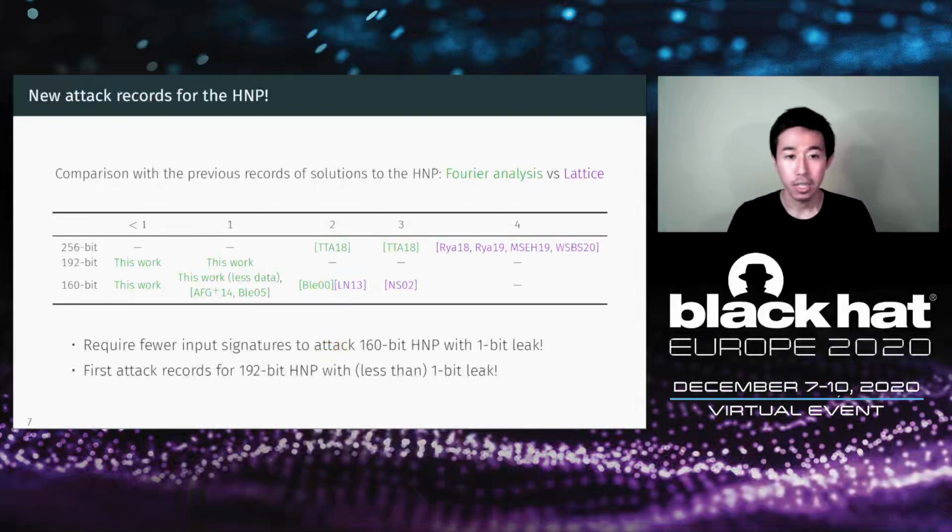As a result, we managed to set some new records of the solutions to the hidden number problem. Here's a comparison with the previous work. As you can see in this table, we essentially solved all these 4 cases. In the case of 160-bit HNP, compared to the previous method, our attack required fewer input signatures to complete the entire secret key recovery. Also, to the best of our knowledge, there have been no attack records against the 192-bit HNP. So here we set the 2 new records.